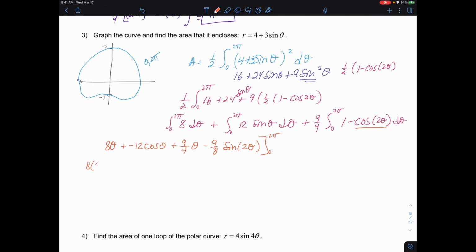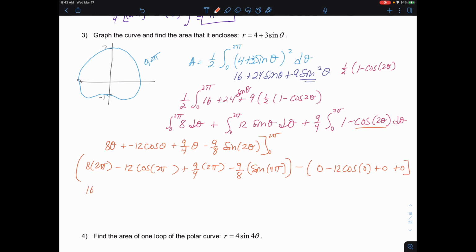So I'm going to have 8 times 2 pi minus 12 times the cosine of 2 pi plus 9/4 times 2 pi minus 9/8 times the sine of 4 pi. So that's plugging in my 2 pi. Now, plugging in my 0, I'm going to have 0 minus 12 cosine of 0 plus 0, and sine of 0 is 0, so plus another 0.